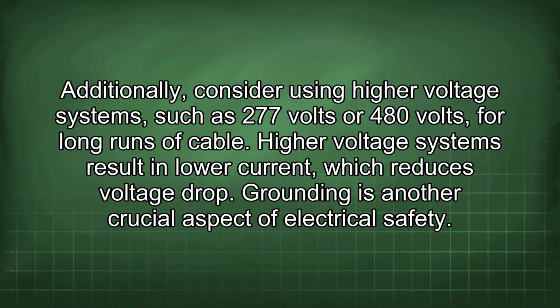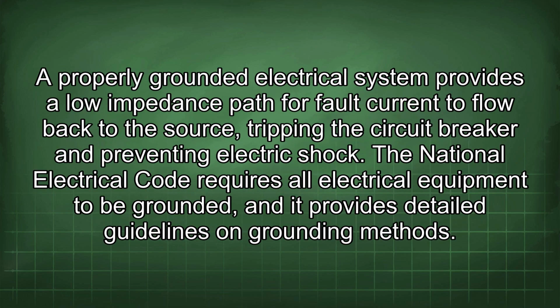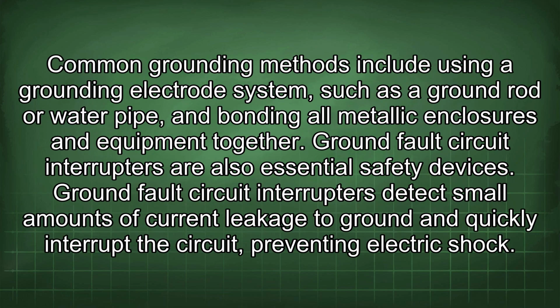Grounding is another crucial aspect of electrical safety. A properly grounded electrical system provides a low impedance path for fault current to flow back to the source, tripping the circuit breaker and preventing an electric shock. The National Electrical Code requires all electrical equipment to be grounded, and it provides detailed guidelines on grounding methods. Common grounding methods include using a grounding electrode system, such as a ground rod or water pipe, and bonding all metallic enclosures and equipment together.